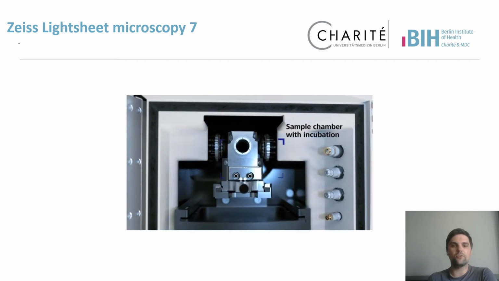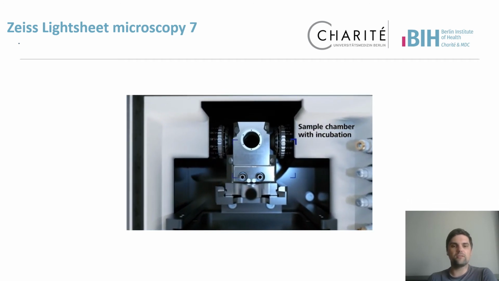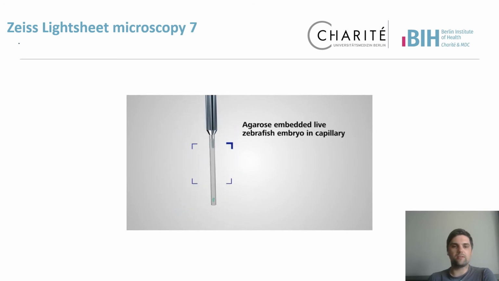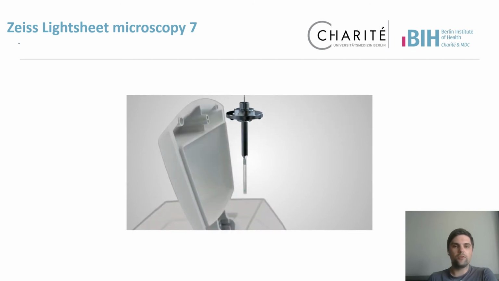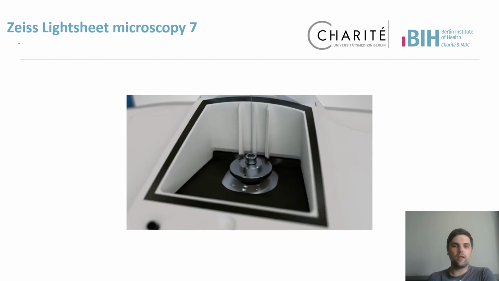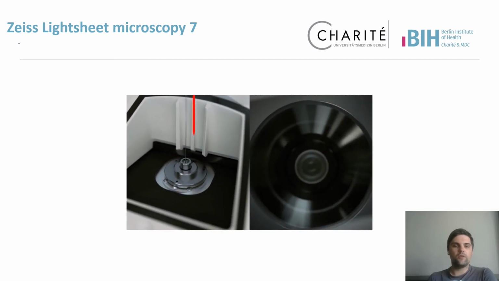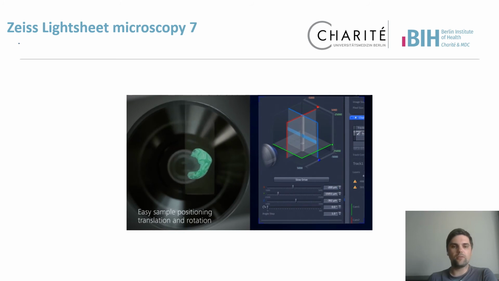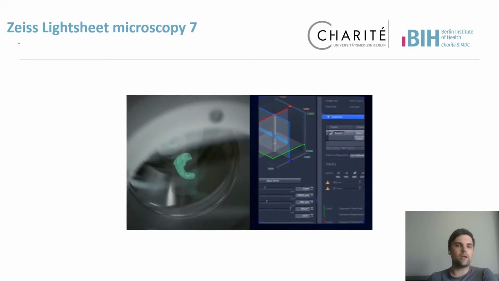So that's the imaging cuvette where you place your sample in. And here you have your specimen of interest. In this case, in this demo video, it's a zebrafish embryo. You now insert this sample into the light sheet microscope. You place it into the right position, into the position you need for imaging. And once you have finished the placement of the sample, you can directly start imaging.